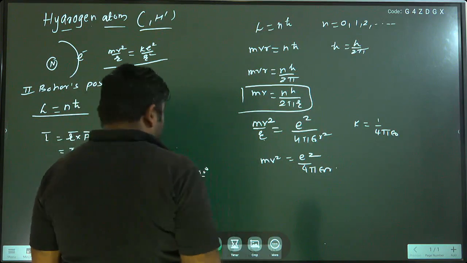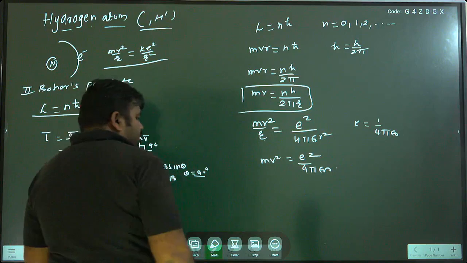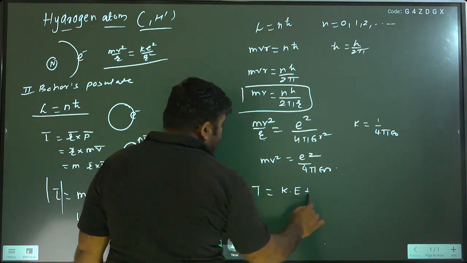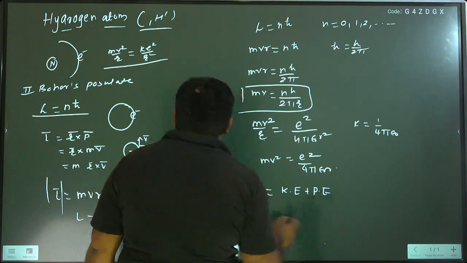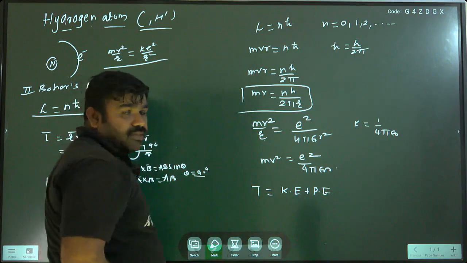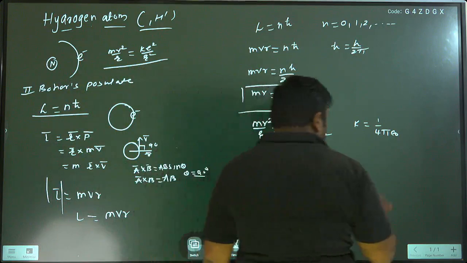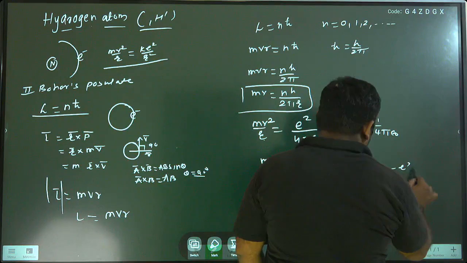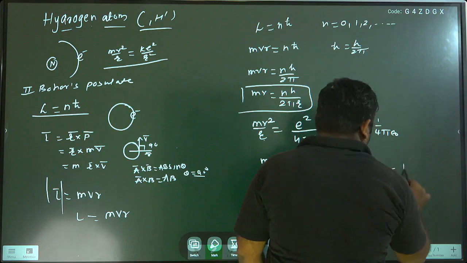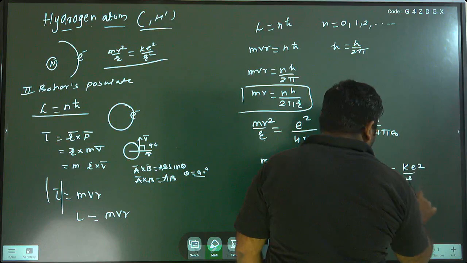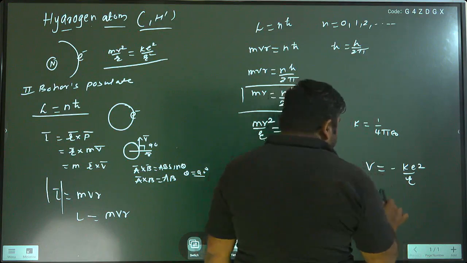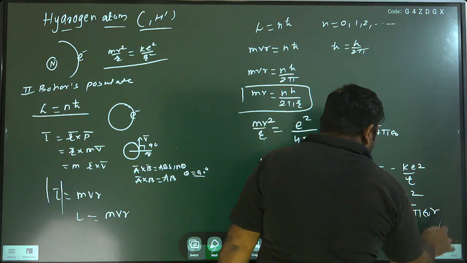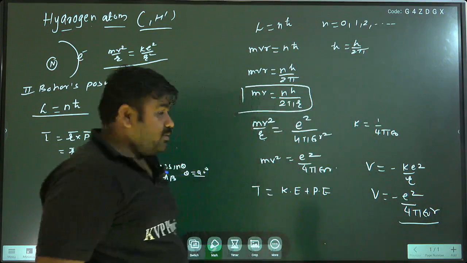Okay. Now, suppose we need to find out the total energy. Total energy is equal to how much? Kinetic energy plus potential energy. Yes or no? But here the nature is attractive. Means what is the potential energy for the hydrogen atom? Potential energy for the hydrogen atom is minus k e square upon r. This is the potential energy of the hydrogen atom. Means V is equal to how much? Minus e square upon 4 pi epsilon naught r. Understood? This is the potential energy.